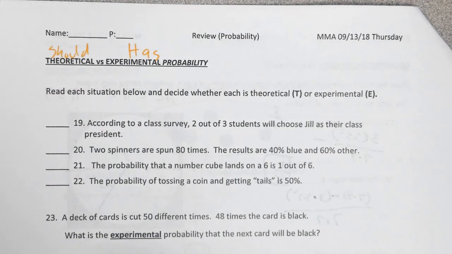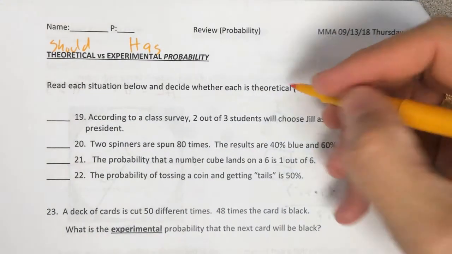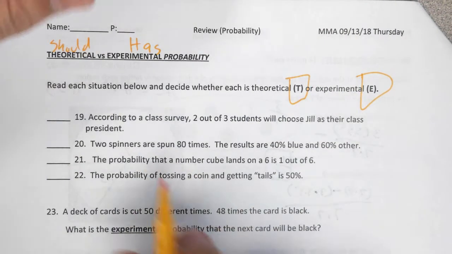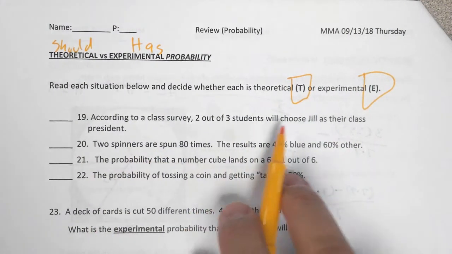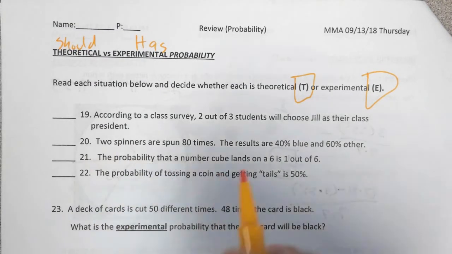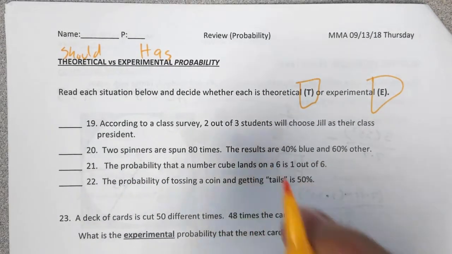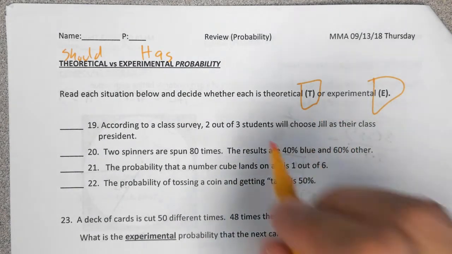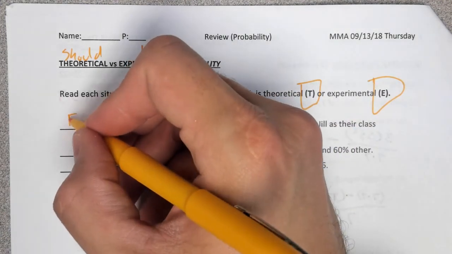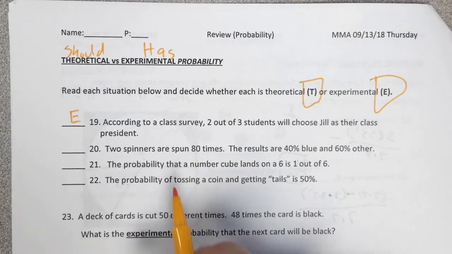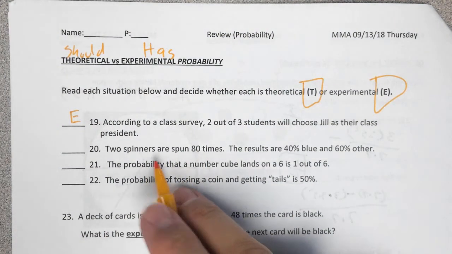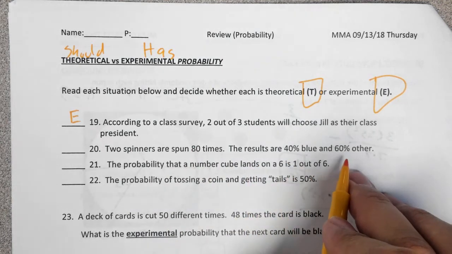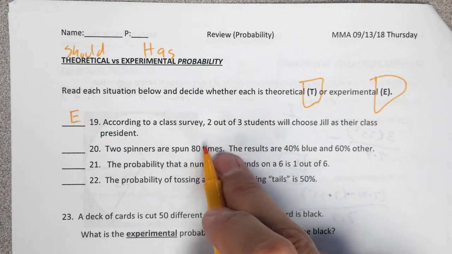It says read the situation below, whether it is theoretical or experimental probability. According to a class survey, 2 out of 3 students will choose Jill as their class president. I actually have to talk to students and record their information to figure this out. This is experimental probability. Then spinners. Spinners are spun 80 times. The results are 40% blue, 60% other. I actually had to spin it.